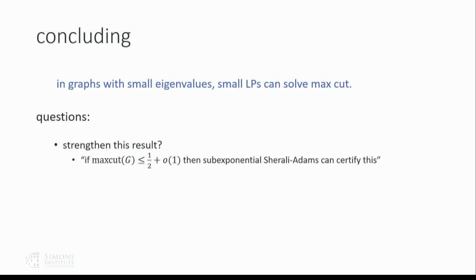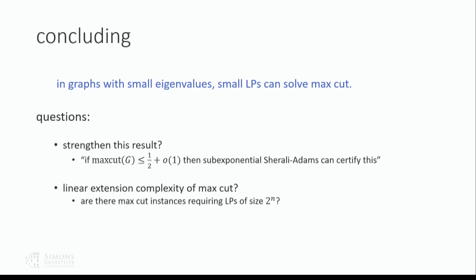So one question is, can we strengthen this result? For SDPs, we know that if I have a graph in which the max cut has value close to half, you can certify that with an SDP. The question is, can you do this for LPs as well, using some kind of spectral decomposition of the graph? So this would be nice to know.